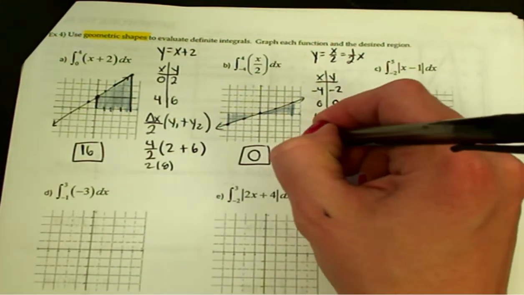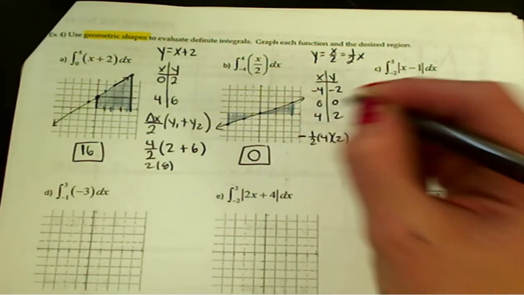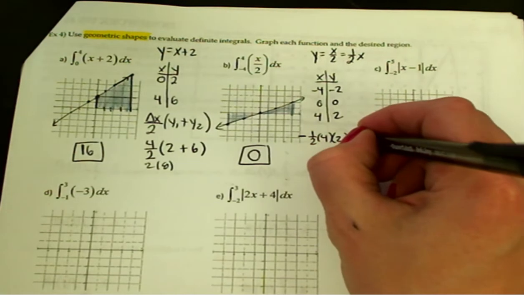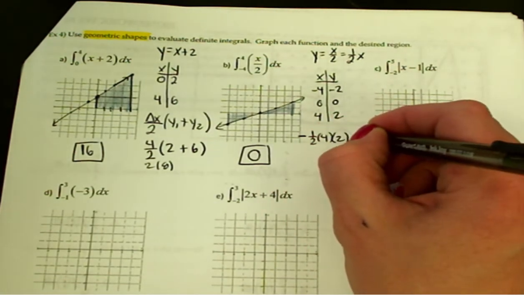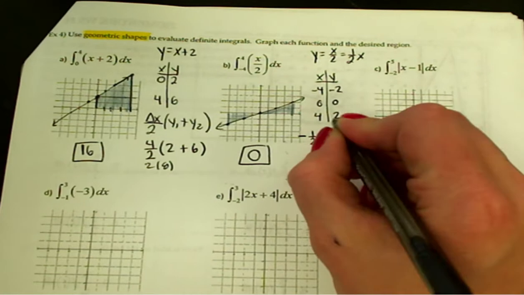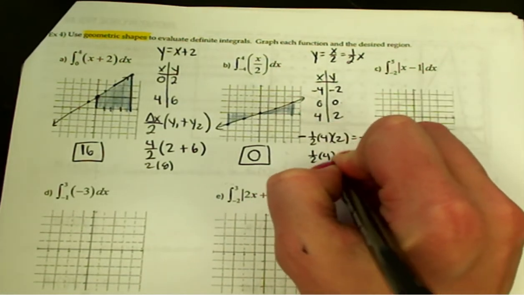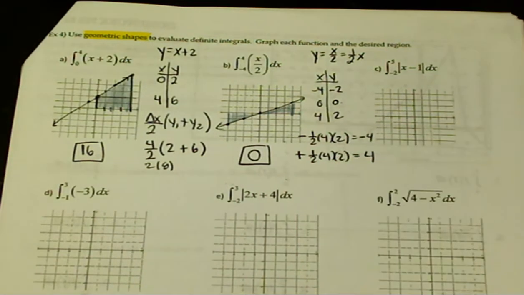Now I could do 1/2 base times height, negative because it's below the axes. Okay, so that first section is -4. The second section, 1/2 base times height, is positive. Well, the two triangles combine to 0. Okay.